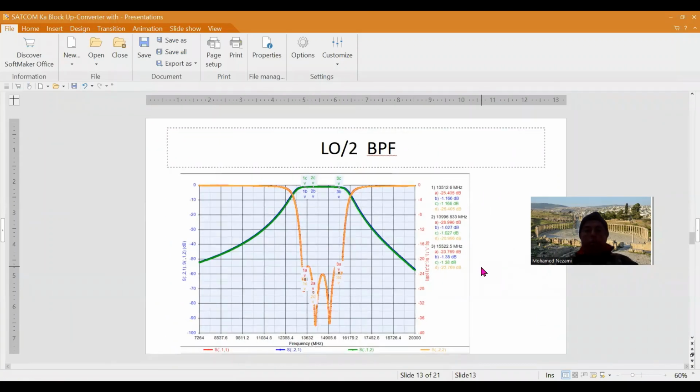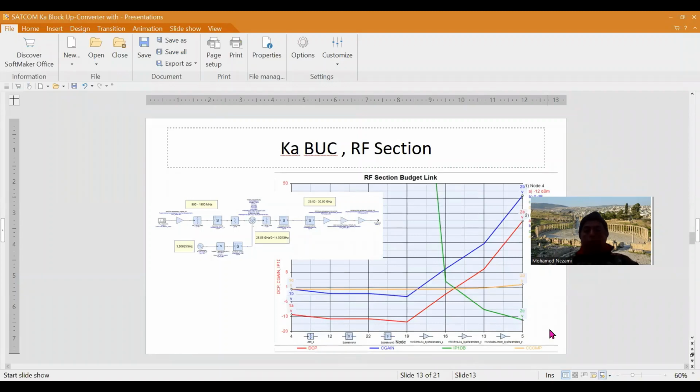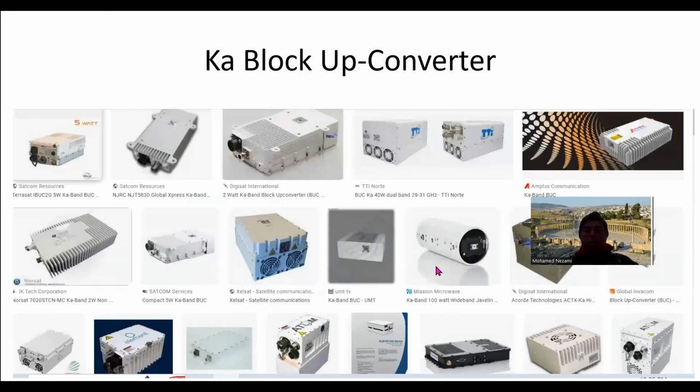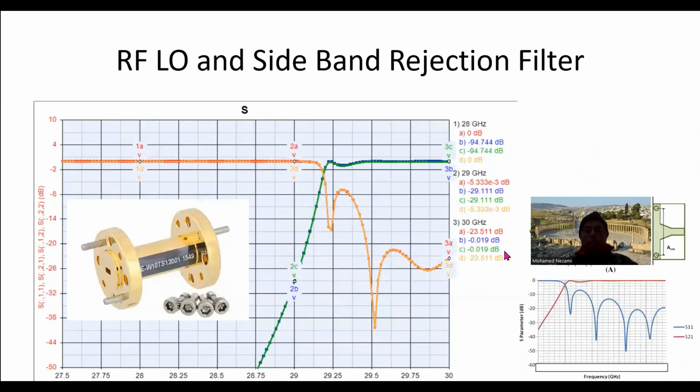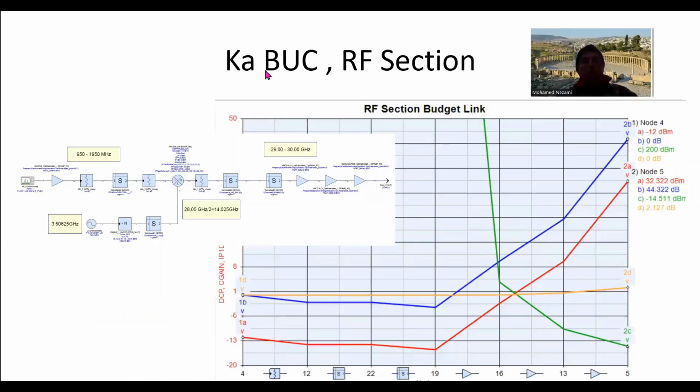And so next, we did talk about the budget link for the Ku band RF section in here. We covered that, and we showed that the green one in here is the 1 dB input compression point, which is minus 14 dBm. So we're operating at minus 8 dBm out of the L band.